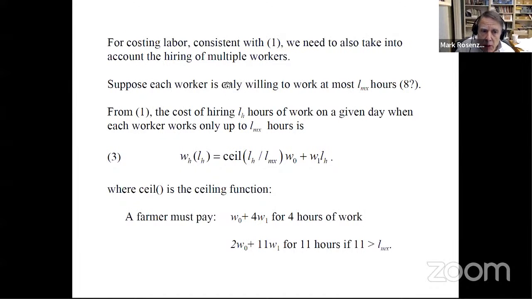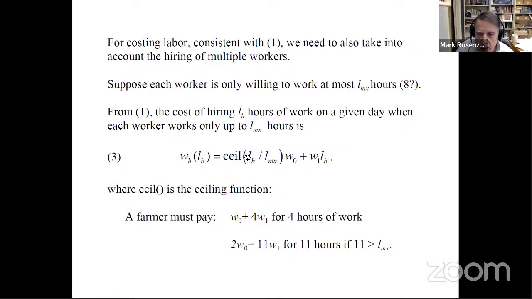Okay. So now each worker we're going to take into account is only willing to work at most some LMX hours, maybe 8 hours, 9 hours, something like that. So we need to take into account, of course, that a farm might be hiring more than one laborer. If they need, for example, 11 hours of work and workers are only willing to work 8 hours, they're going to have to hire 2 workers. So we're going to have to elaborate our wage price schedule with a ceiling function.